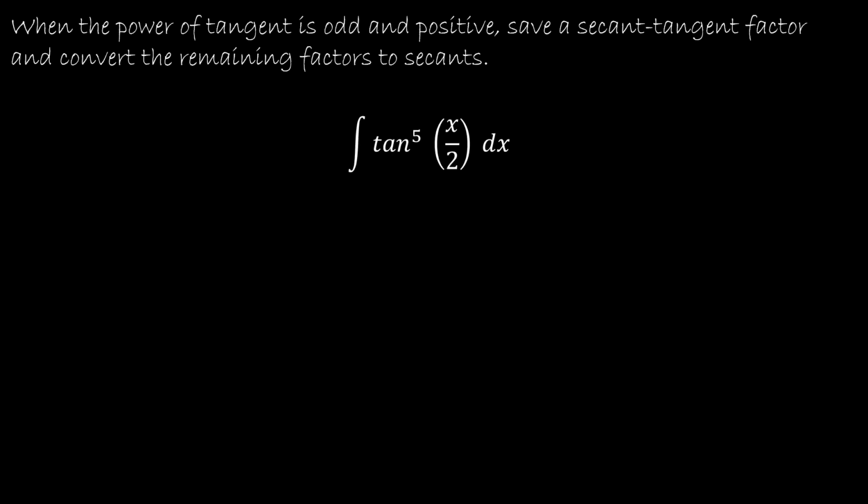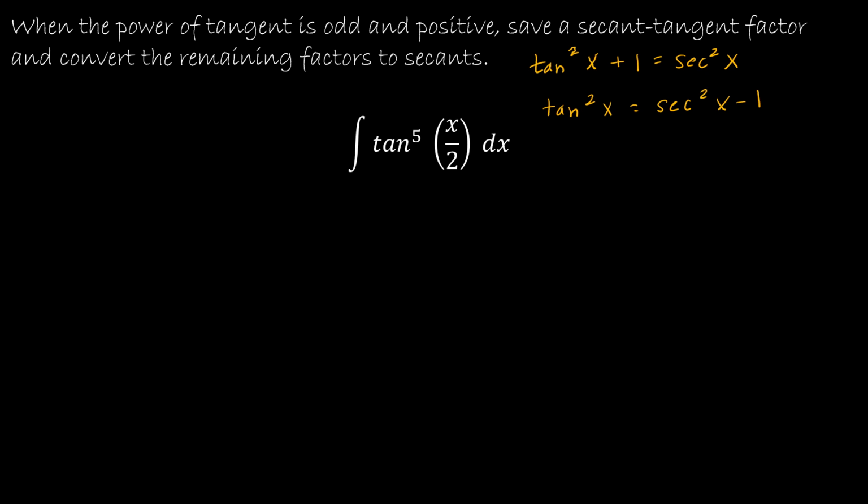Now let's take a look at what happens when we have the power of the tangent is odd and positive. And in that case, we want to save a secant tangent factor and convert everything else to secants. So you might be thinking about now that I have lost my mind because I don't have any secant powers. However, I know that the tangent squared of x plus 1 is equal to the secant squared of x by a Pythagorean identity, which means I can replace a tangent squared of x with secant squared of x minus 1. So I actually do have some secant tangent factors, I just have to create them first.